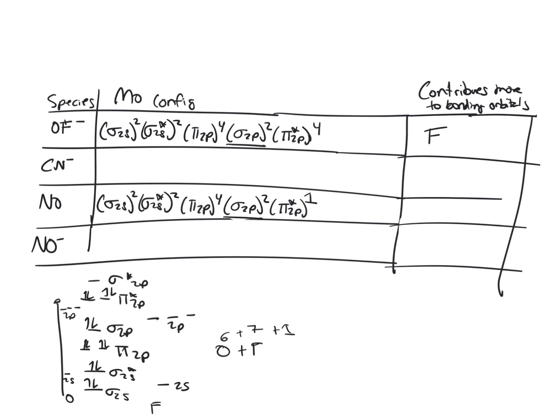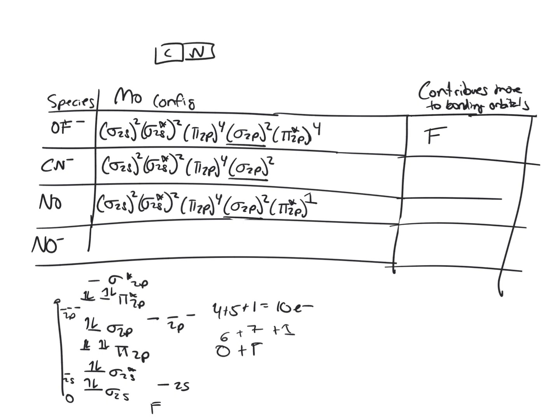CN minus, if we count that one out, that one just has 4 plus 5 plus 1 is equal to 10 valence electrons. So those 10 valence electrons are just enough to fill 2, 4, 6, 8, 10 right here. Again, to figure out which one contributes more to bonding, that's going to be the more electronegative one. If we look on our periodic table, nitrogen is a little bit more to the right, with a bigger Z effective, so nitrogen's orbitals are a little bit more stable and contribute more to the bonding orbital.